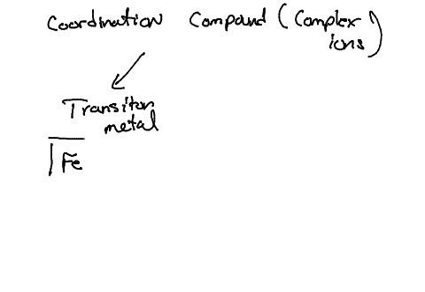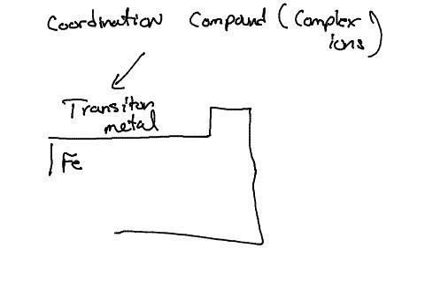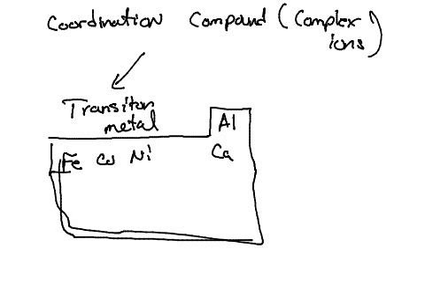If you start at iron and then go over to essentially aluminum, this is aluminum right here. Basically all the metals: iron, cobalt, nickel, underneath aluminum you've got gallium. Basically this little block of metals, gold, silver, zinc, etc. Okay, these are the metals that do this.